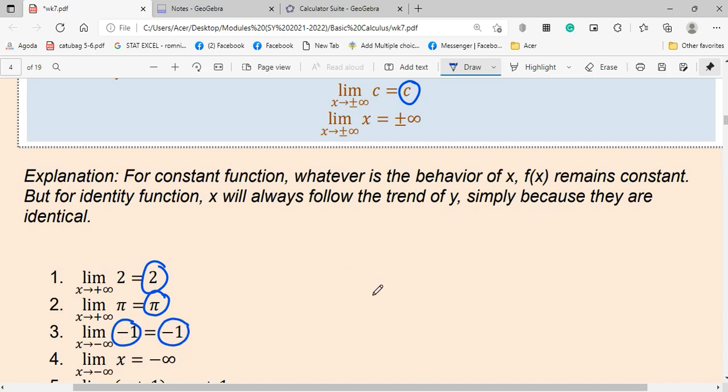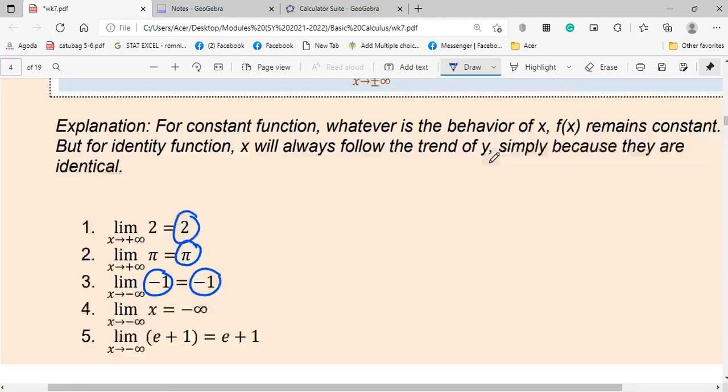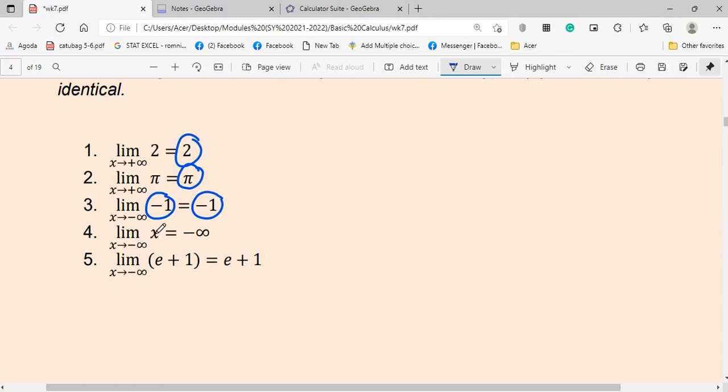Okay? Pero, pagdating naman kay identity function, class, gagayahin niya. Kung in-increase mo ang x, sabi niya, mag-i-increase din ako. Kaya sila identical. Literal, that x is equal to y. So, when that keeps on increasing, I will also do that. Sabi ng y, kung sasabihin ng x, I will increase infinitely, then y will also do the same.